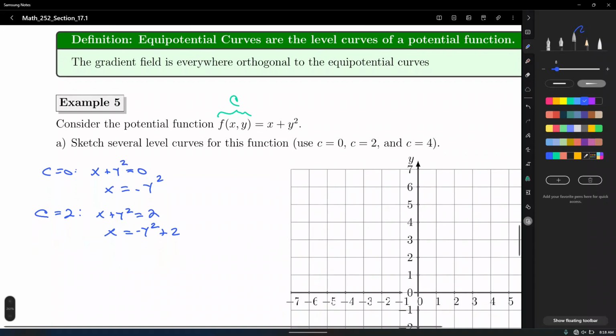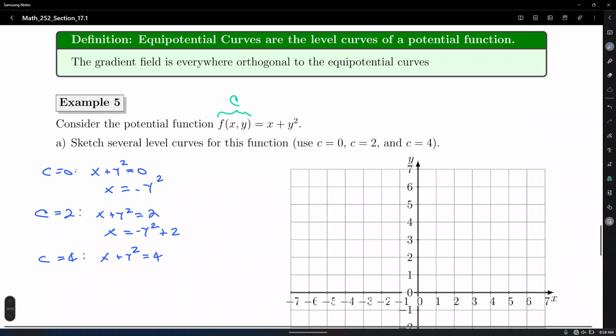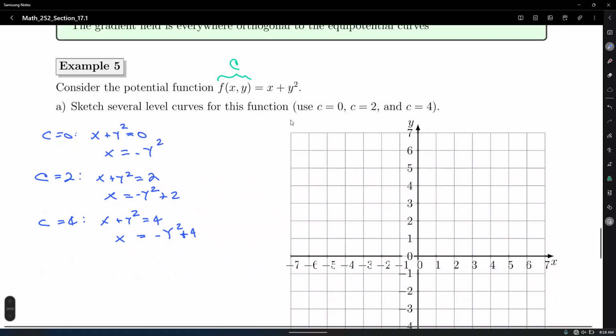And lastly, for c equals 4, x plus y squared equals 4, that is, x equals negative y squared plus 4. So in this case, again, we're graphing sideways parabolas. The first one is easy to plot: 0, 0, then 1, negative 1, then 2, negative 4, 2, negative 2, negative 4. So that is our first level curve.